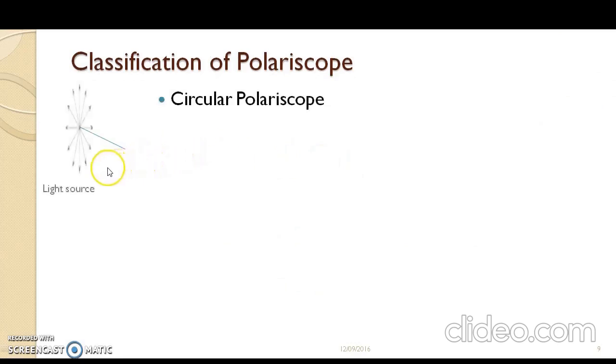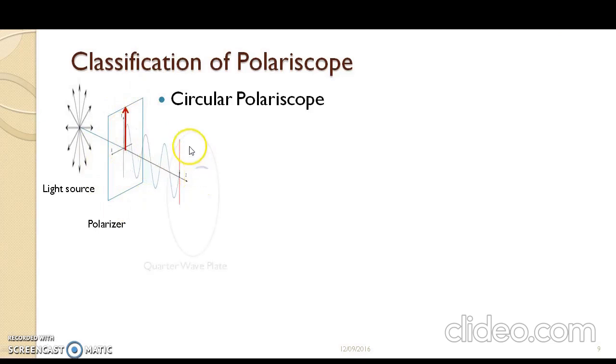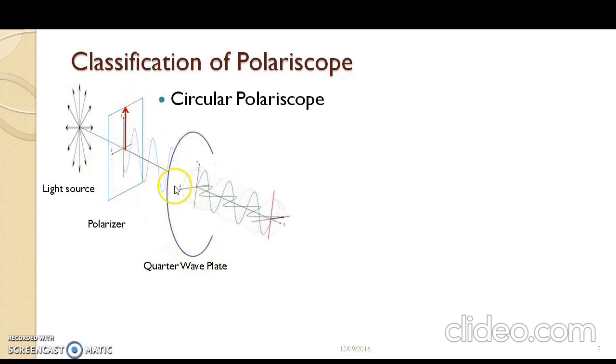Now, there is a circular polariscope which has a light source here, and a polarizer which is kept vertically upwards. When the light passes through the polarizer, it enters a quarter wave plate. As you can see here, once the light passes through the quarter wave plate, you can see the light with two planes of propagation, which gives a circularly polarized light.